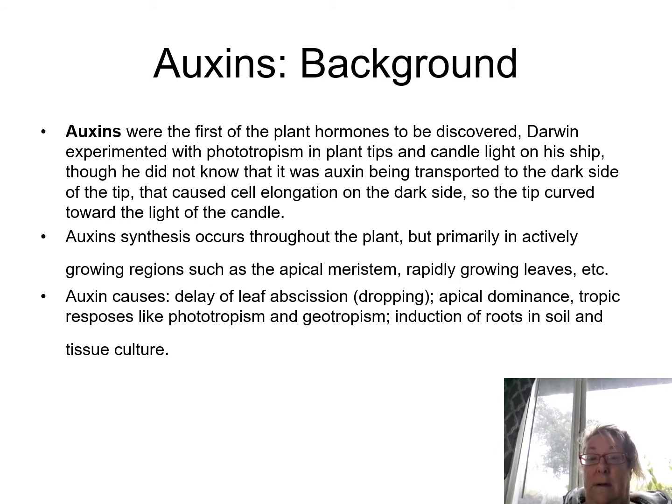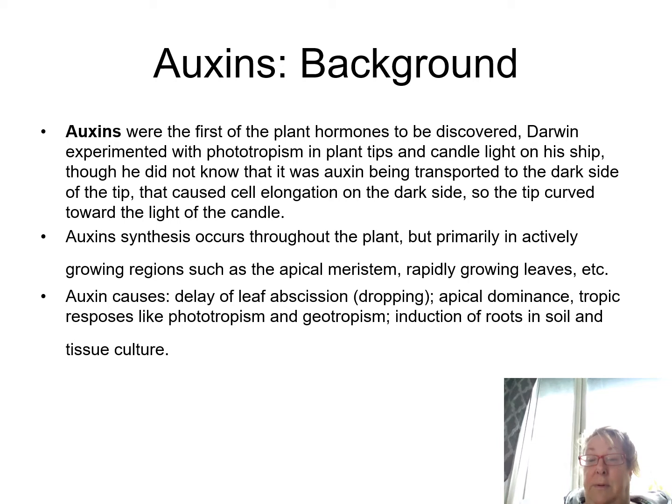Auxins were the first to be discovered. They were accidentally discovered by Darwin, whose plants on his ship would lean towards his candlelight. Now we know it was the blue color from the candle that was activating the cryptochrome photoreceptor or the phototropin blue light receptor. It is responsible for delaying leaf dropping when it is produced in leaf blades.